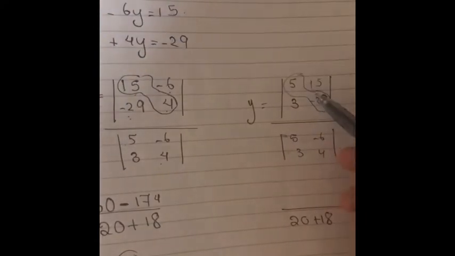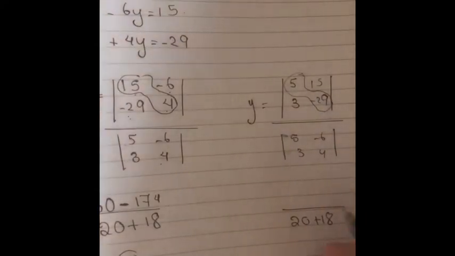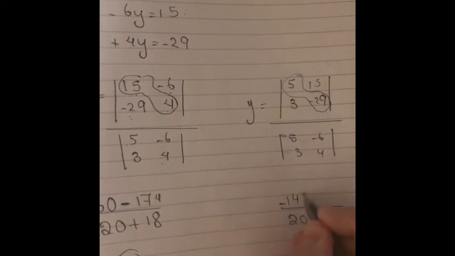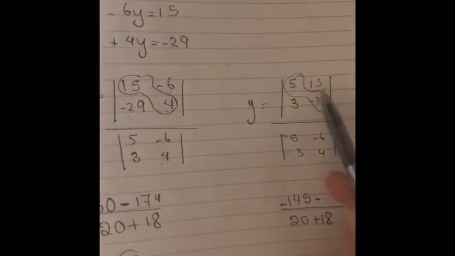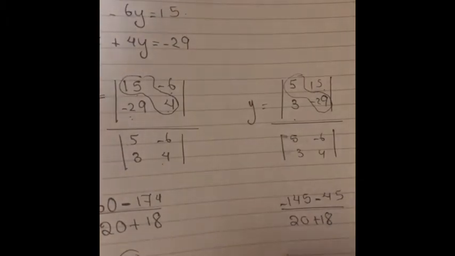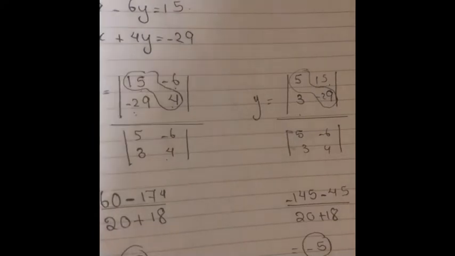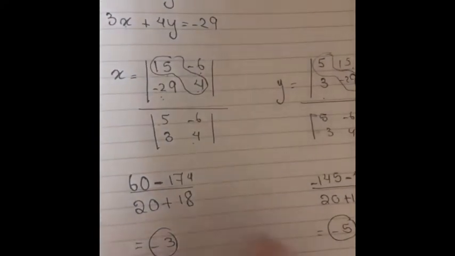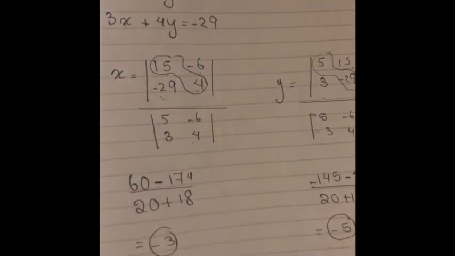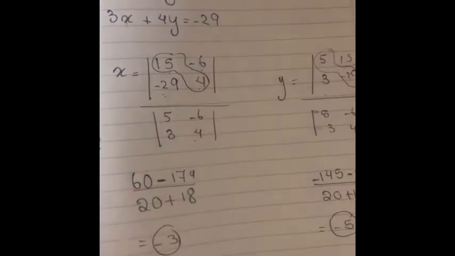And up here 5 times negative 29, which is negative 145, minus 15 times 3, which is 45. And your final answer will be negative 5, and you can check. This is how to use Cramer's rule to solve a system of equations. So mainly know the rule.